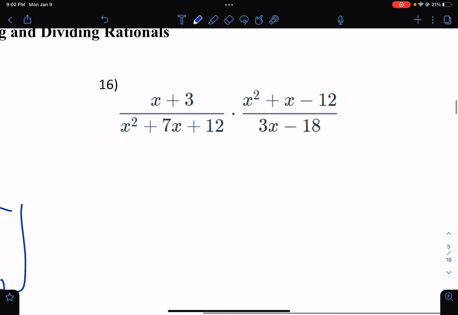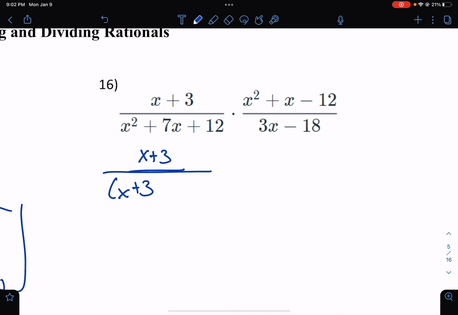All right, let's try this next one. So we've got x plus 3. I can't do much with that, right? But on the bottom here, I can do x plus 3 times x plus 4. That's what multiplies to 12, adds to 7.